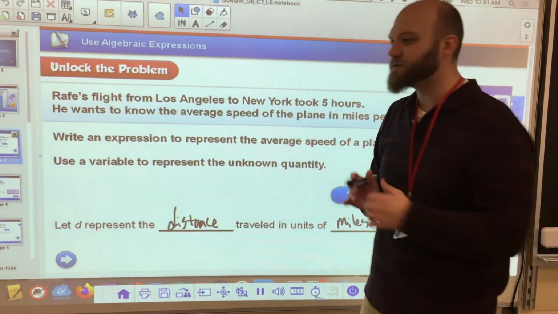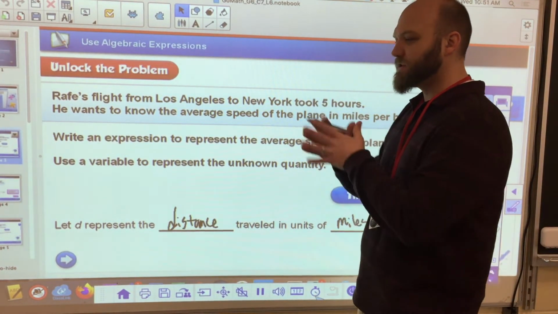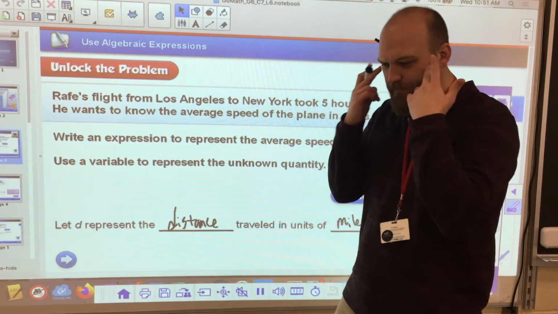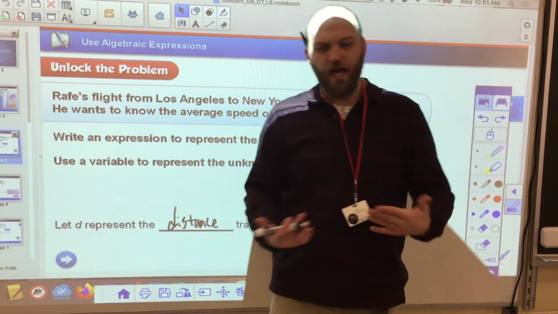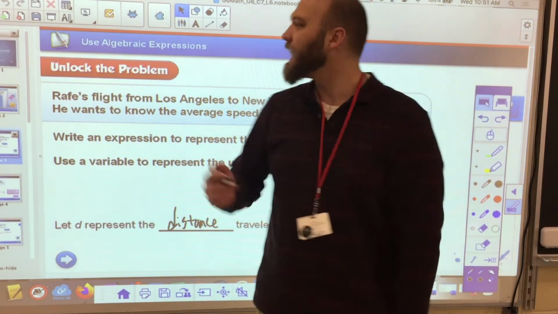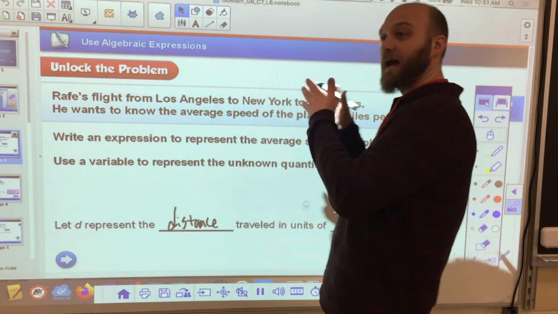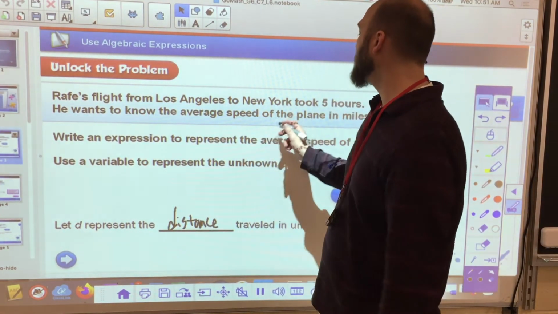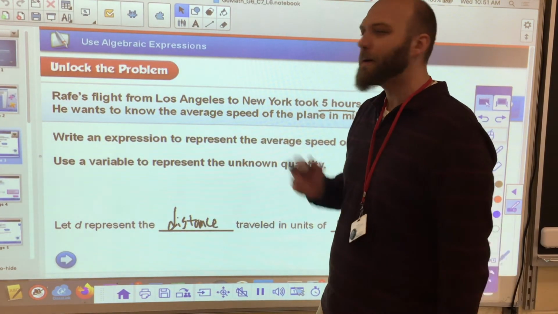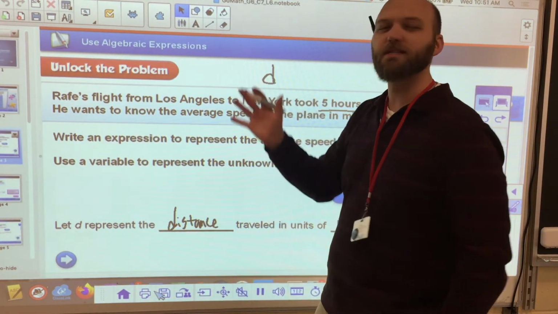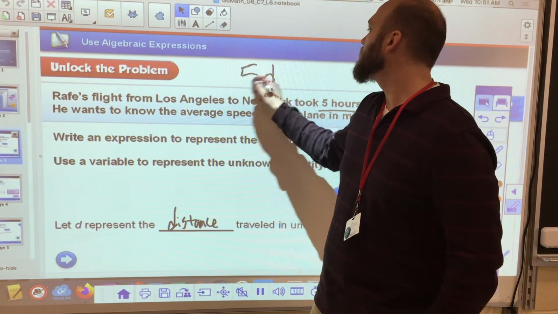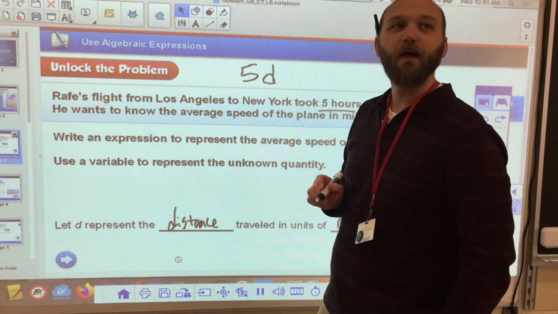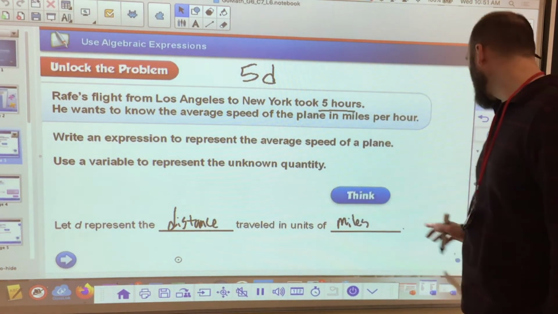So distance in miles. I know that if I'm going 60 miles an hour and I travel for 5 hours, I would take 60 miles an hour times 5 hours. I don't know what the distance is here, but I do know he traveled for 5 hours. So whatever d is, whatever the distance is, 5 hours. And from there, we can get our answer.